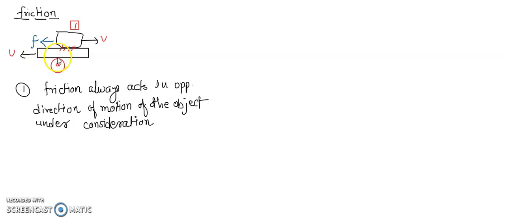And if we consider the lower object, it is moving towards left, so the friction for that object will be towards right. With respect to the upper object, which is moving towards right, the lower object, even if it is stationary, seems to be moving left. So friction for this lower object will be towards the right side. That is the first point.